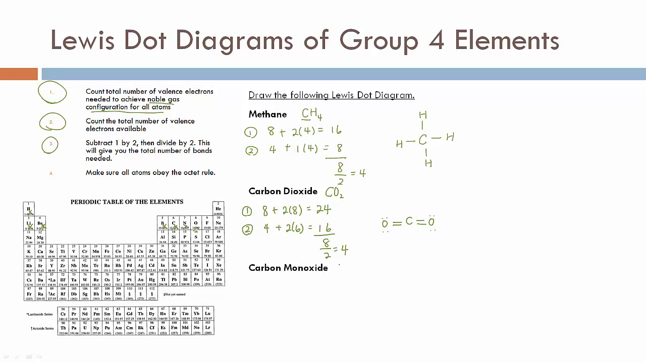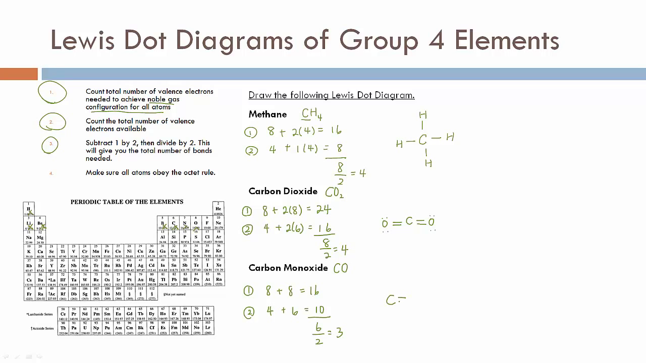The next example is carbon monoxide, CO. Carbon requires 8 electrons to fill the valence shell. Oxygen requires 8 electrons to fill the valence shell. There are a total of 4 valence electrons for carbon, and 6 valence electrons for oxygen. That's 10. Go ahead and do the math: 16 minus 10 is 6, divided by 2, you get 3. So there need to be 3 bonds to connect the carbon and oxygen together.